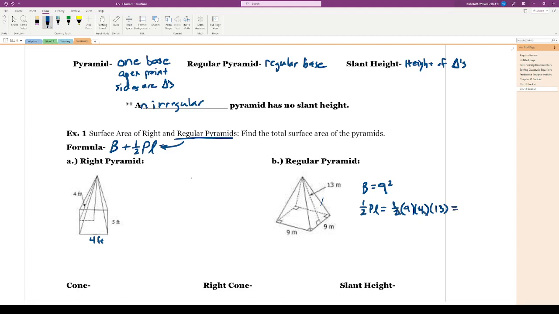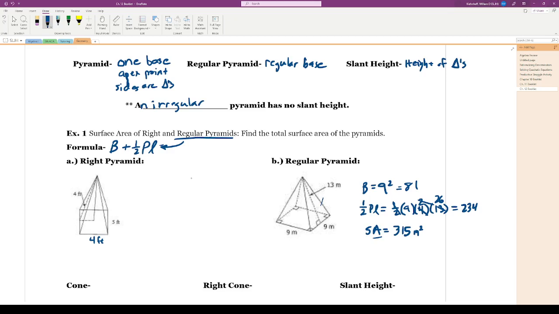So 1/2 and 4 becomes a 2. So I have 26 times 9. That's 180, and 54 is 234. And this is 81. So if I add them up, my total surface area is 81 plus 234, which is 315, and my units would be square meters because I'm measuring an area. Okay, so that's really easy, right? Just base and that. This is going to be harder because, as we said right here, an irregular pyramid has no slant height.